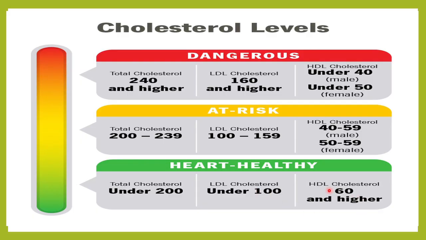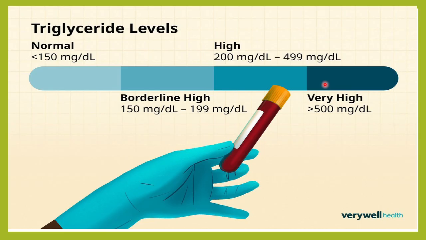HDL cholesterol, we expect the normal level to be more than 60. In men, we expect it to be around 40 to 59, and in females, 50 to 59. So if the HDL is less than 40 in men and less than 50 in females, it is considered a dangerous level. Similarly, your TG, we expect it to be less than 150 milligram per deciliter.